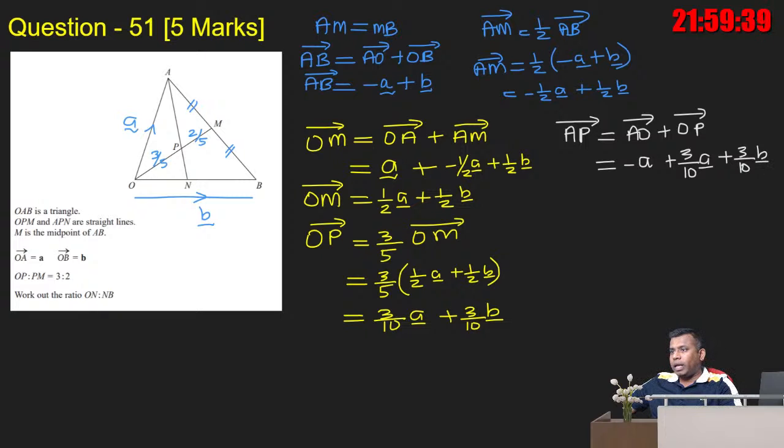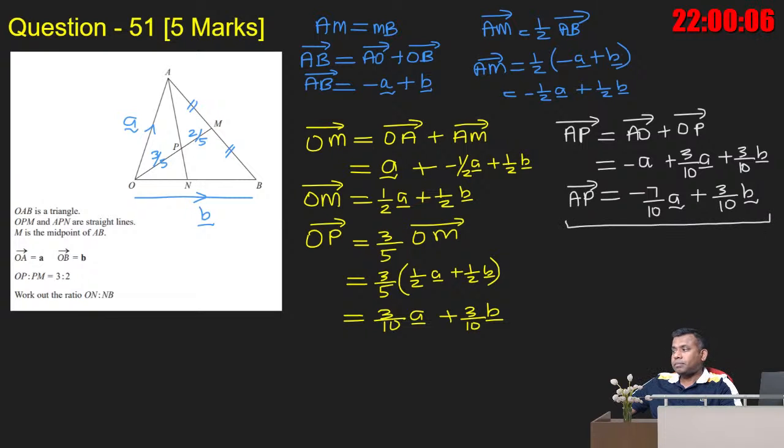Right, now we are going to do a kind of algebraic collecting like terms. So minus 7 over 10 A plus 3 over 10 B, right? So that is the AP vector. So once you understand the AP vector, right?